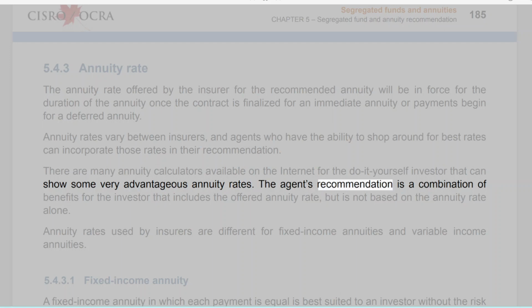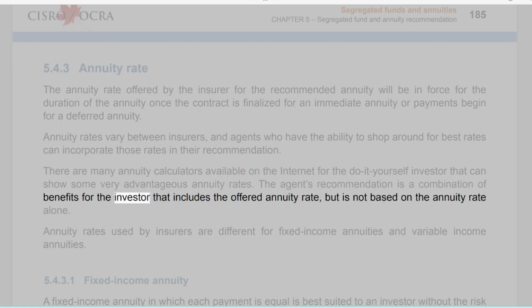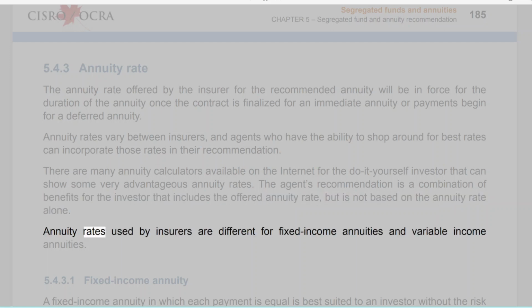The agent's recommendation is a combination of benefits for the investor that includes the offered annuity rate, but is not based on the annuity rate alone. Annuity rates used by insurers are different for fixed income annuities and variable income annuities.